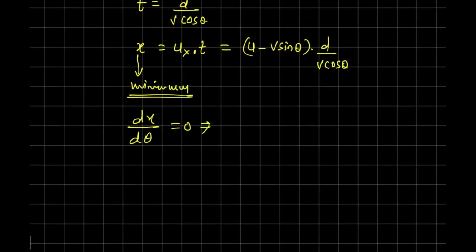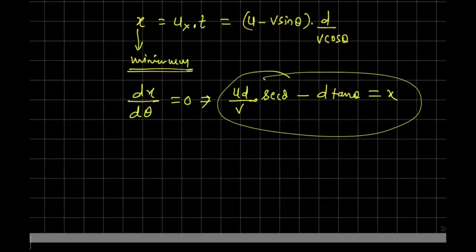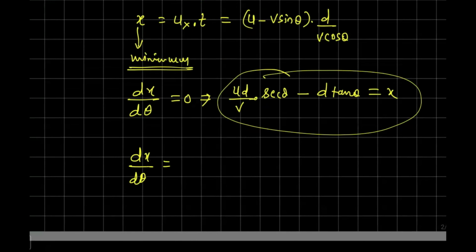Let me multiply first. So u into d by v into cos theta, that is nothing but sec theta, and this other term is minus d tan theta. So this is your x. Now I'm going to differentiate this. So dx by d theta is equal to u into d by v into, what is the differentiation of sec theta?